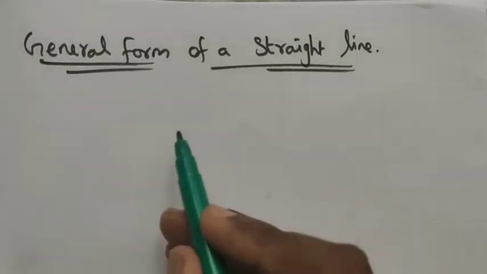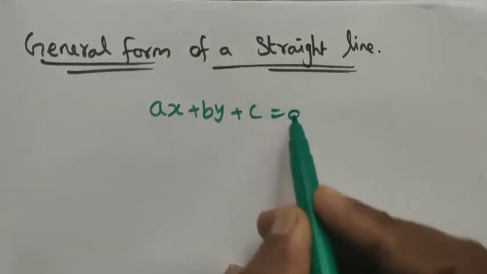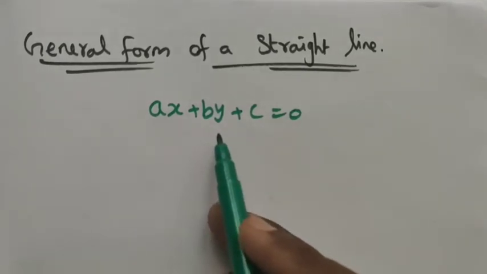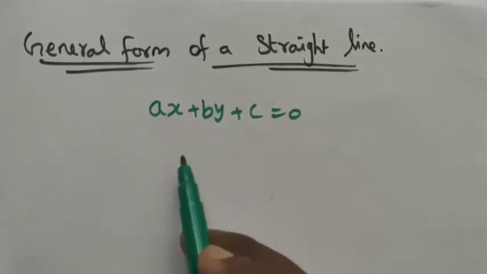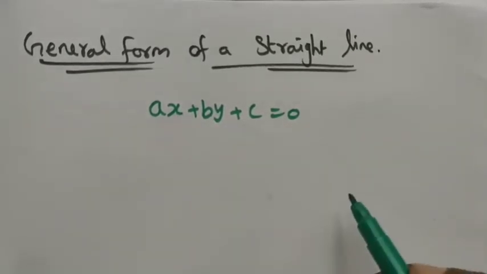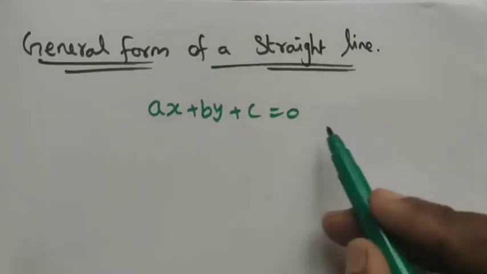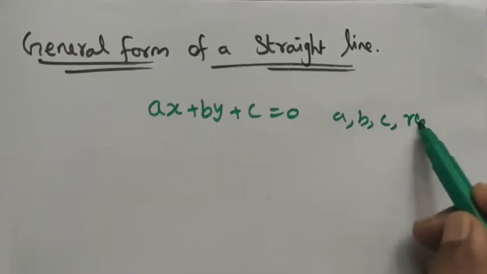Class 10. Today we are going to see the general form of a straight line. The general form of the straight line is ax plus by plus c equal to 0. It is a linear equation of the first degree, where the variables have coefficient 1, and a, b, c are real numbers.